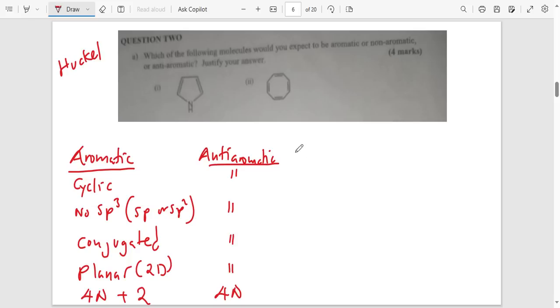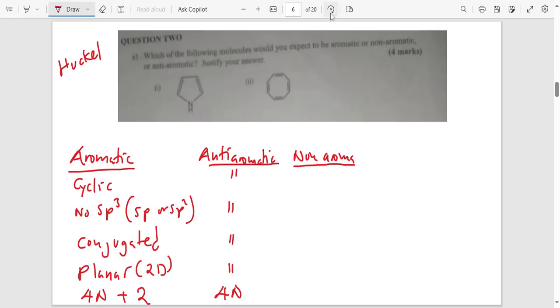Now we also have non-aromatic. If any one of these rules that you've named here has been broken, then definitely our compound is going to be non-aromatic. So if you have something like this, even if you can see the bonds are alternating, so it's conjugated, but it's not cyclic, so this one is non-aromatic. That's the first thing we need to understand. Let me just do a few examples and then we proceed.